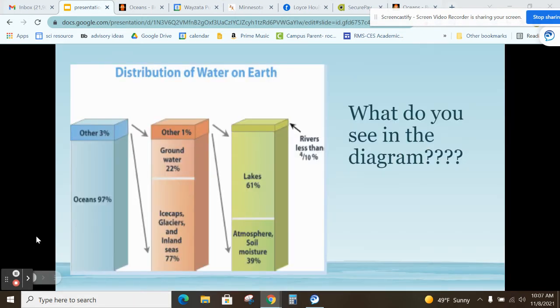Here we're looking at this distribution of water. We've seen this visual a couple of times, remembering 97% of the world's water is found in the ocean, 3% is found elsewhere. Most of that is in the glaciers and ice caps and seas. 22% is in the ground, 1% other. And so that 1% other is rivers, lakes, and in the atmosphere.